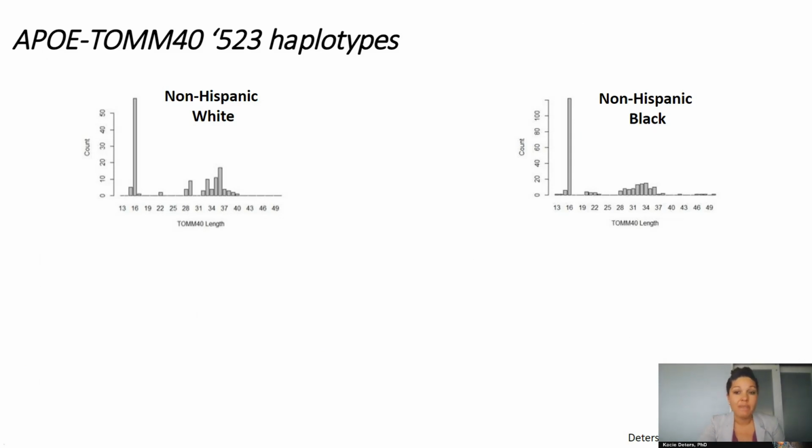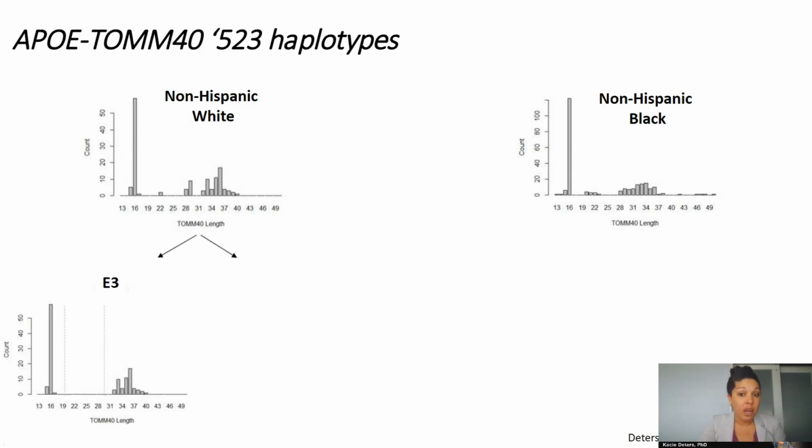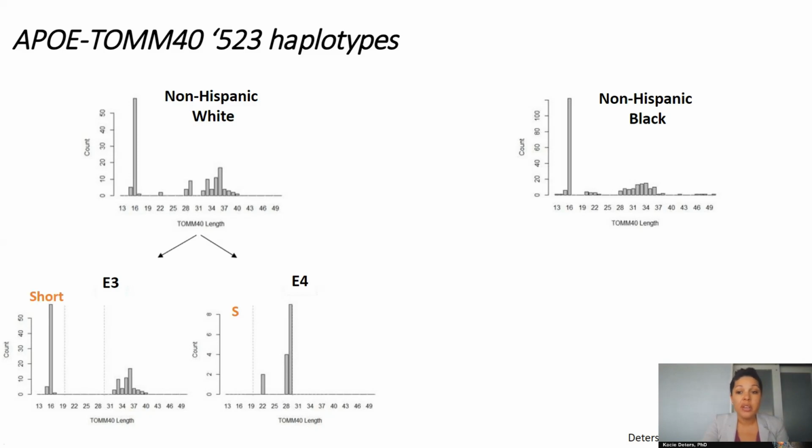And if you look at TOM40 in people who identify as Black, you can see there doesn't appear to be much of a difference. However, if you look at this by APOE background or genotype, you can see that if you're white and E3, you have poly-T repeats less than 20 or more than 30. And if you're E4, you have poly-T repeats between 20 and 30. So they call this short, long, and very long.